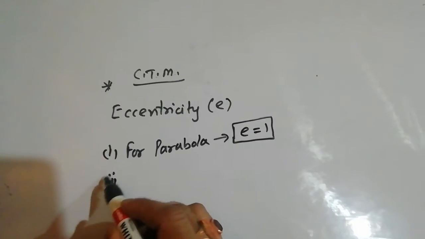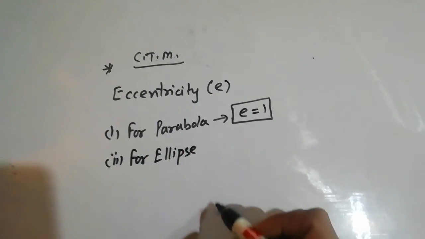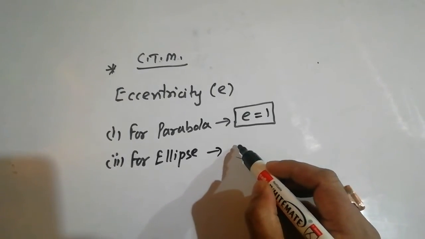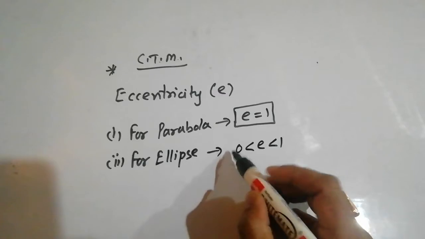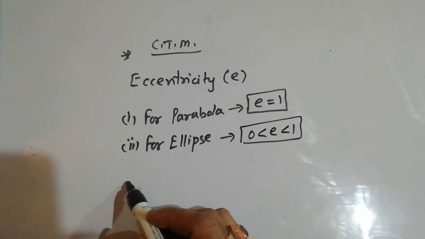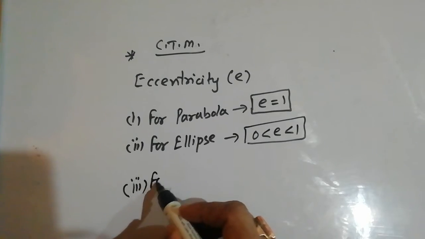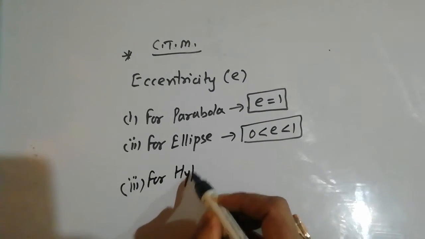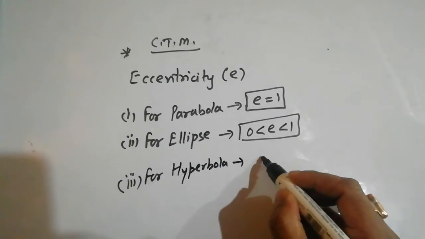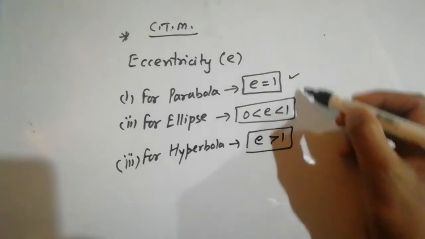Number 2, for an ellipse, the eccentricity is always greater than 0 but less than 1, or you can say eccentricity is always less than 1 in case of an ellipse. Number 3, for a hyperbola, eccentricity is always greater than 1. Always remember these 3 things.